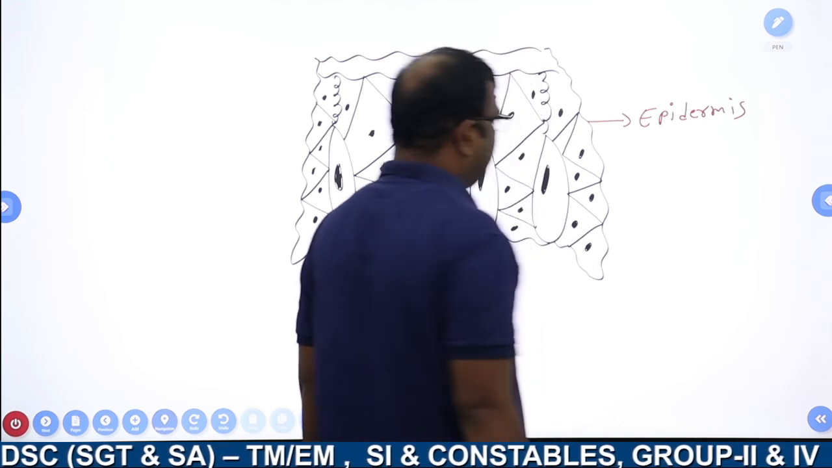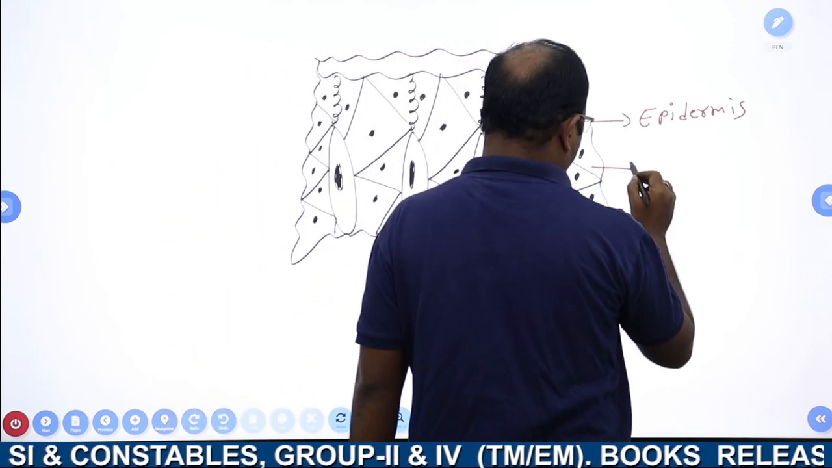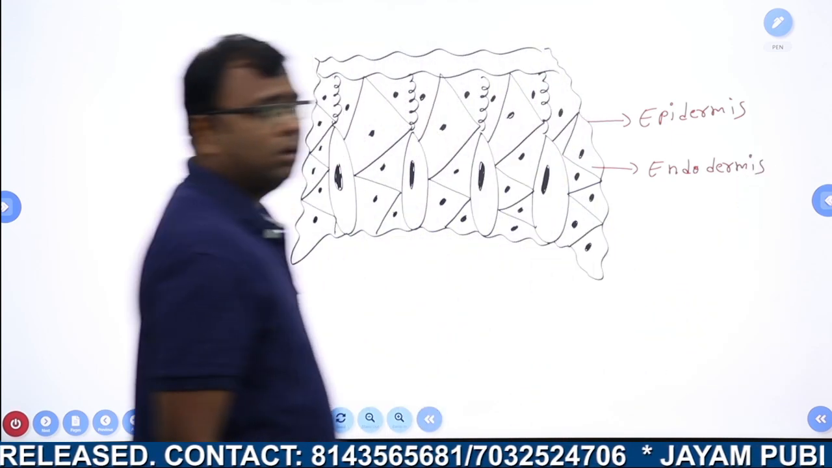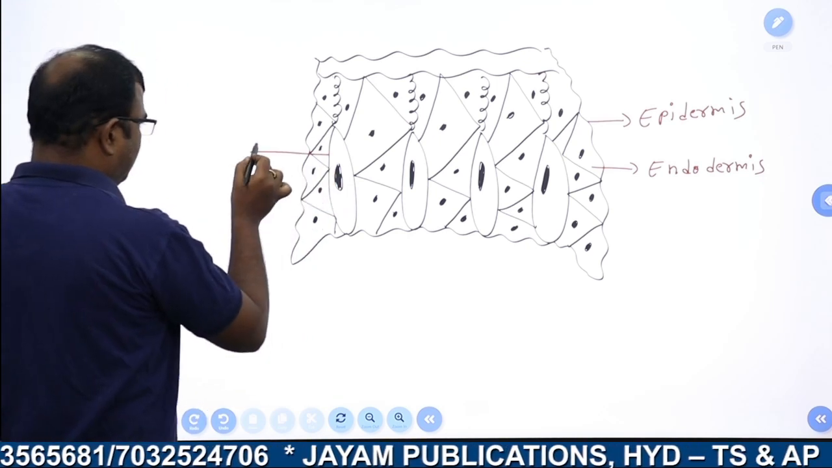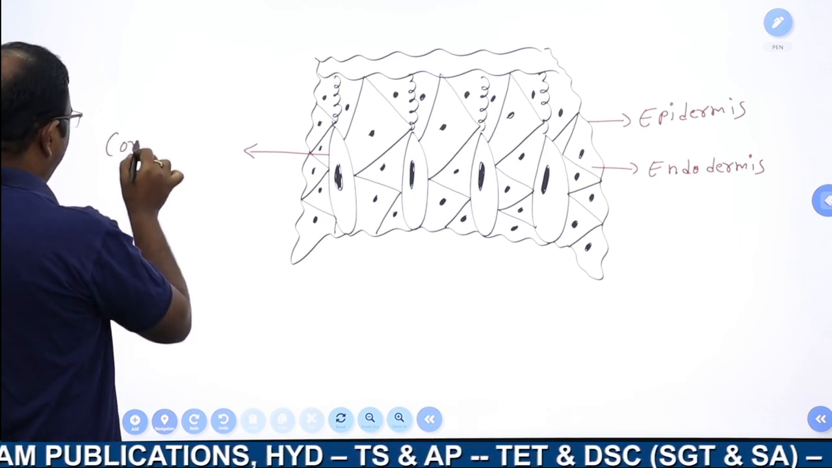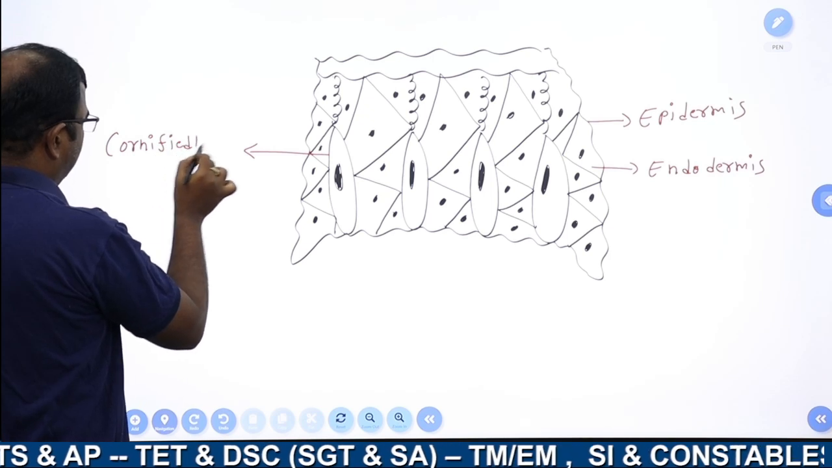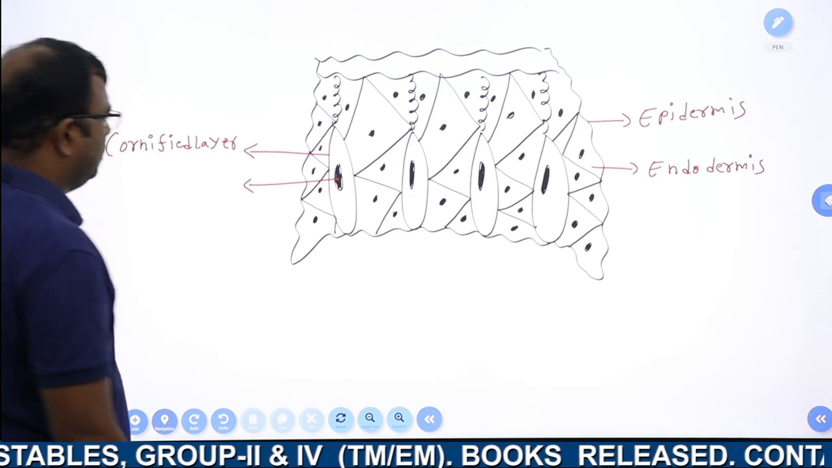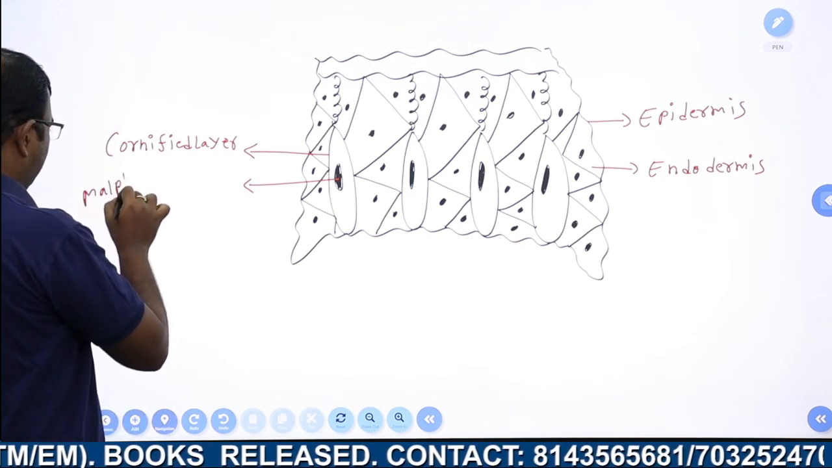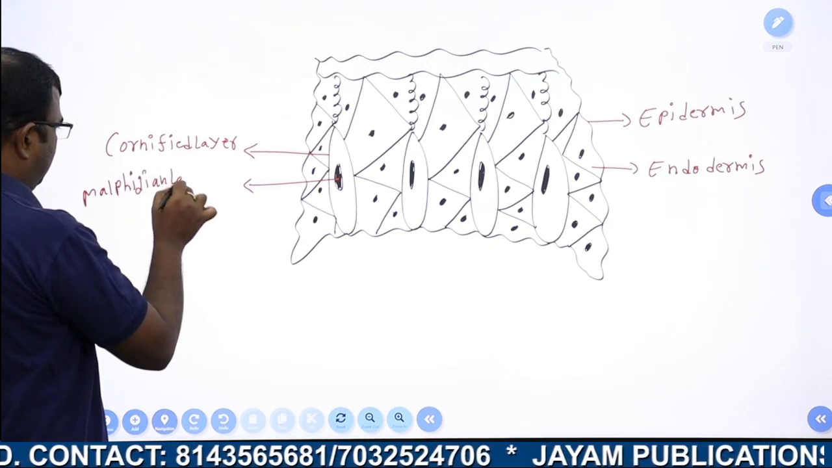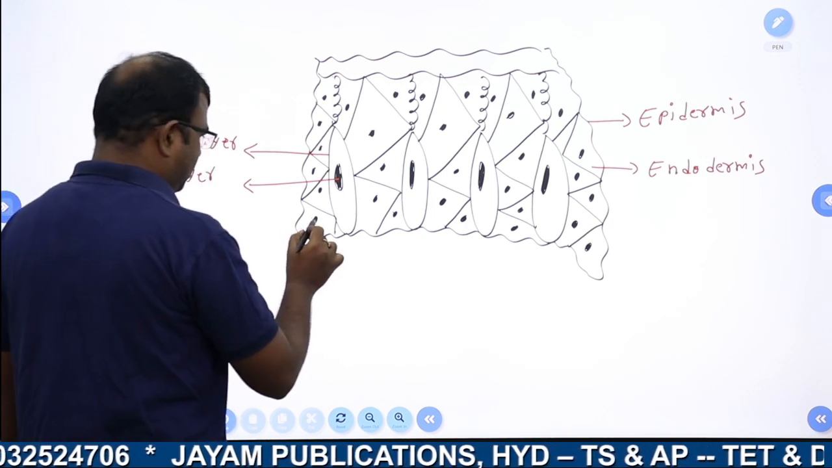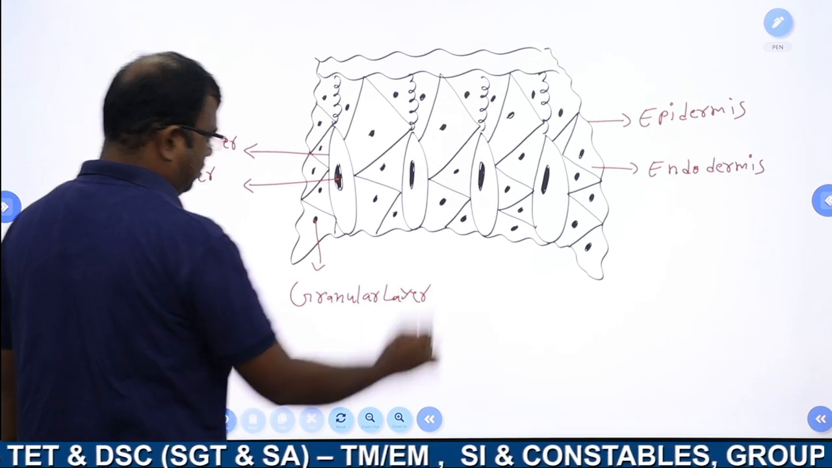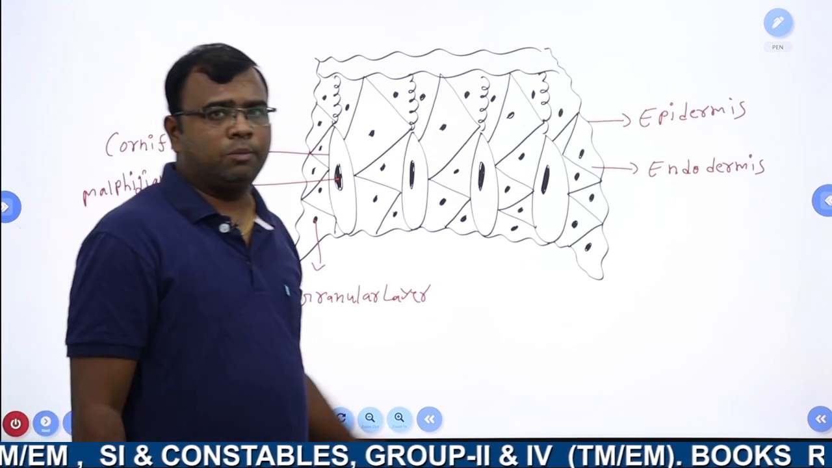This part is the epidermis. And the next part is the endodermis. This is the carnified layer. This is the Malpighian layer. This is the granular layer. Once again, I am repeating this topic.